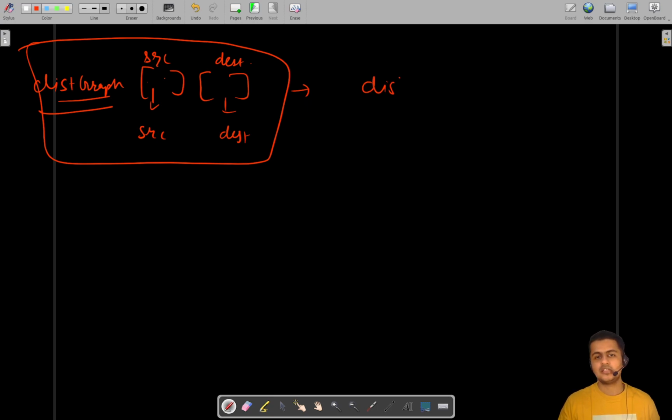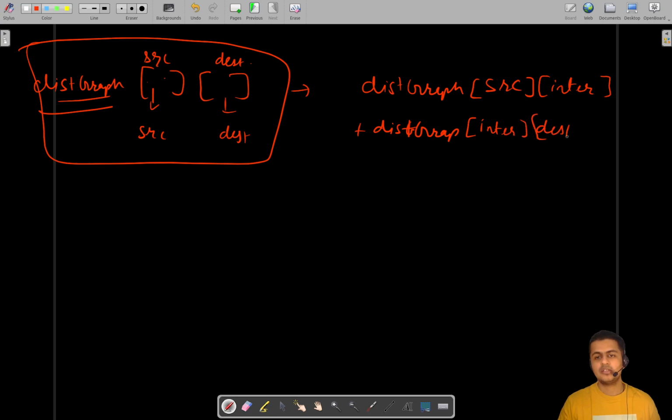So if the distance of source to the intermediate, let's call it inter, plus the distance of intermediate to the destination, is lesser than the distance of source to destination, which means the direct edge, this is the direct edge from source to destination.